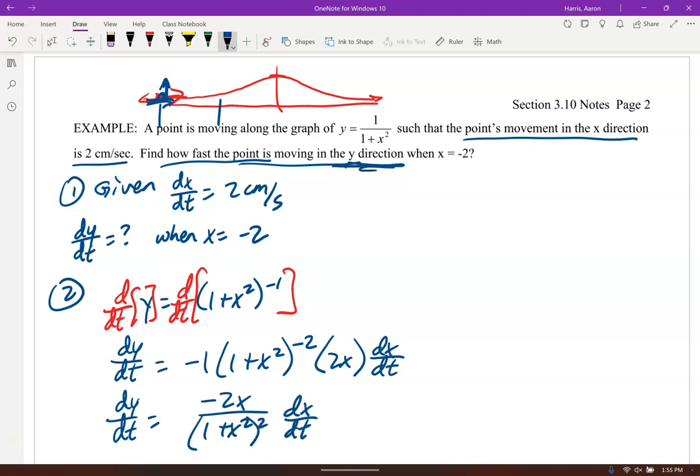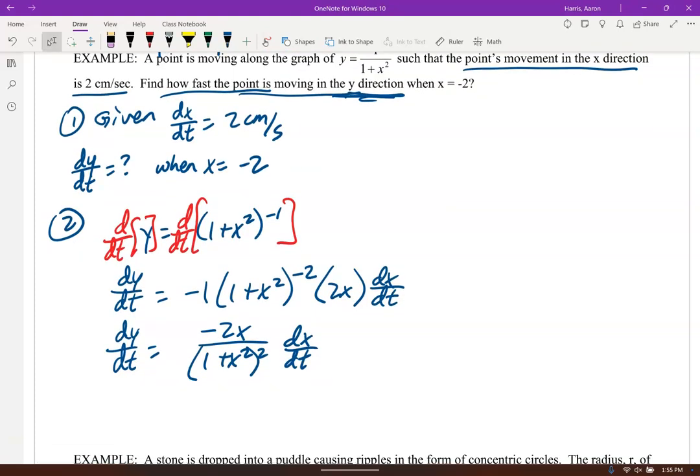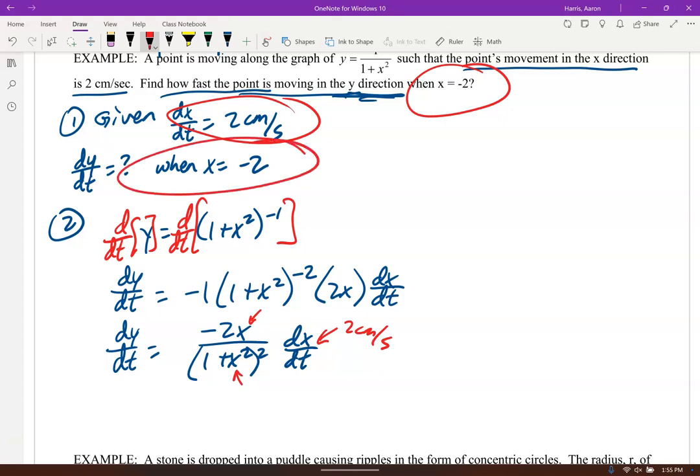squared, times dx/dt. Now, what are we given? Well, we were given dx/dt, so this is 2 centimeters per second. Let's substitute this in. At the moment, x is -2. So we've got to replace x with -2 as well. So let's make the substitution. So what's the rate of change in the vertical direction, dy/dt, when x is -2?